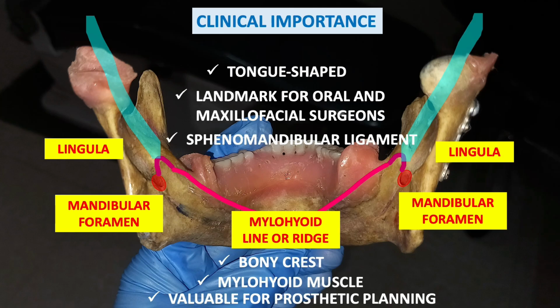How? Due to resorption in old age, it becomes sharp and may cause pain and discomfort for the patient who is wearing a lower denture. So the denture requires adjustment, adjusting the lingual flange so that pressure on the ridge is not applied and it will not cause any pain. Otherwise, the patient always complains of pain on the inner side of the denture if the mylohyoid ridge is sharp.